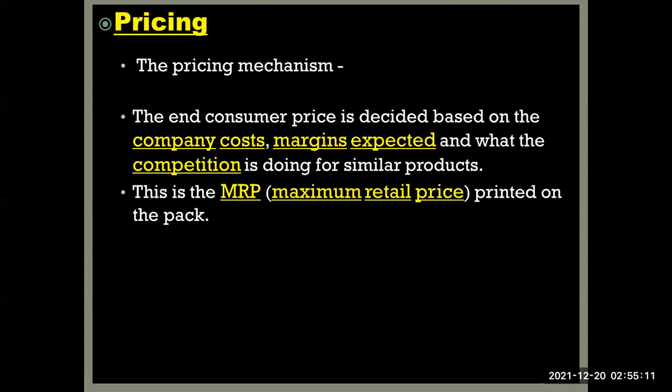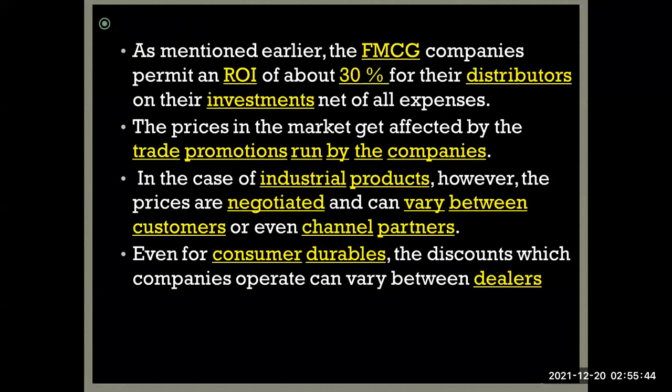The pricing mechanism, the end consumer price, is decided based on the company cost, the margin expected by the wholesaler and retailer, and what the competition is doing for similar products. So the pricing is dependent on three major components. First is manufacturing cost. Second is commission required by the wholesaler and retailer. And third is the competitor's price of the product. This is MRP, maximum retail price printed on the pack. So beyond that, a wholesaler, retailer or distributor cannot ask the customer to pay more than the MRP.